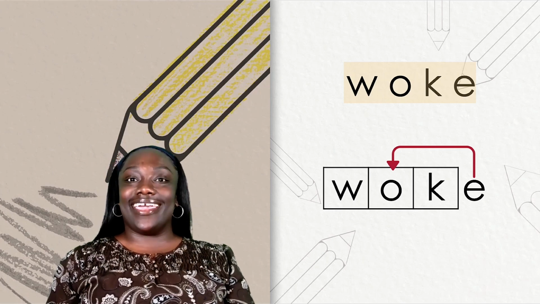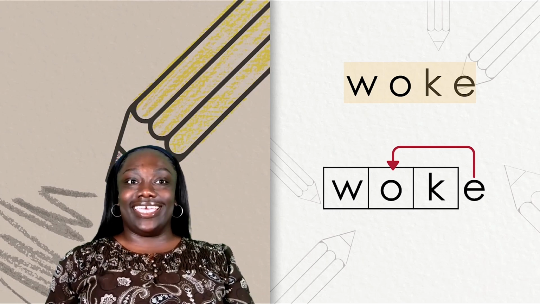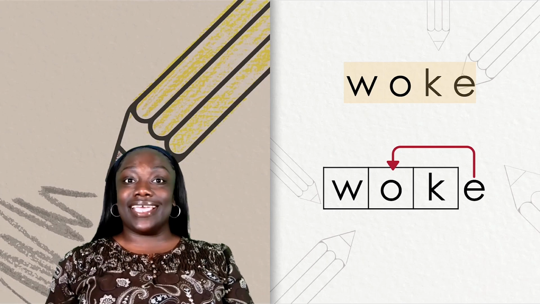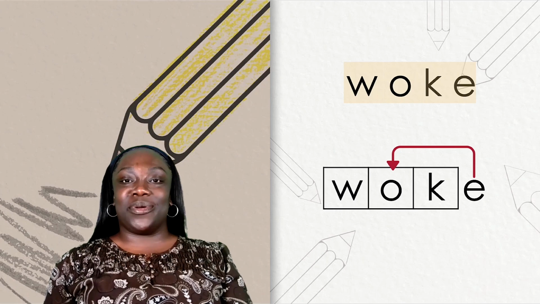We will use K again here. And last, here's where we put the silent E. It is not in the sound box because it does not make a sound. Write the word woke on your paper.